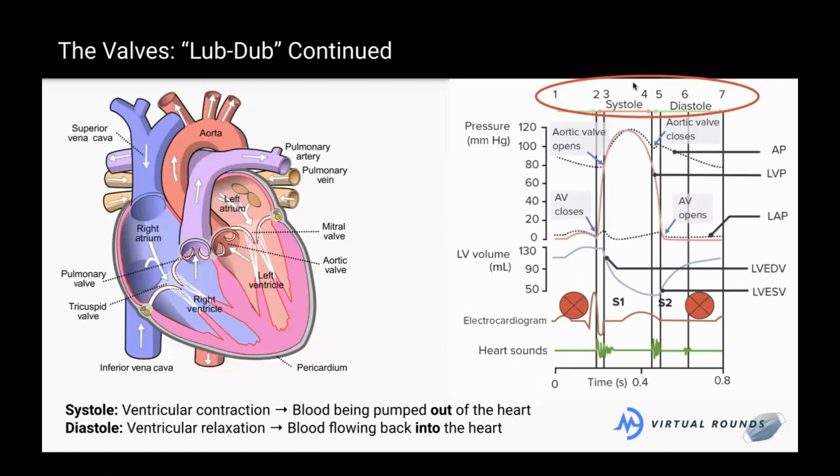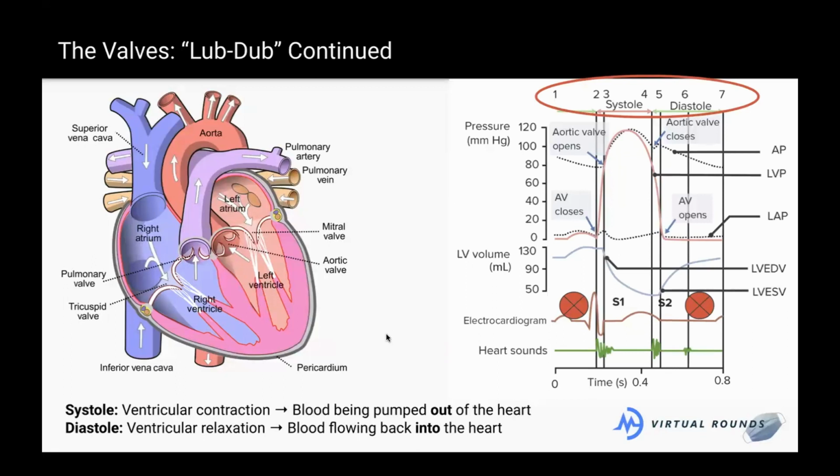So murmurs usually mean something is wrong with one of the valves. And depending on where that murmur falls, is it between the Lub-Dub? Is it before the Lub-Dub? That can actually tell us which valves it is, because we know that 2 valves close at a time. So that helps us to narrow that down.